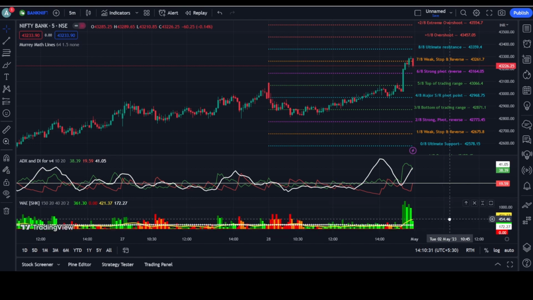If the ADX white line is below the red and green lines, then we cannot expect prices to move and go to the next level of Murrey lines. If we take a trade for long, then the trend has to be in our favor and volume has to be in our favor too, in a dark green histogram.